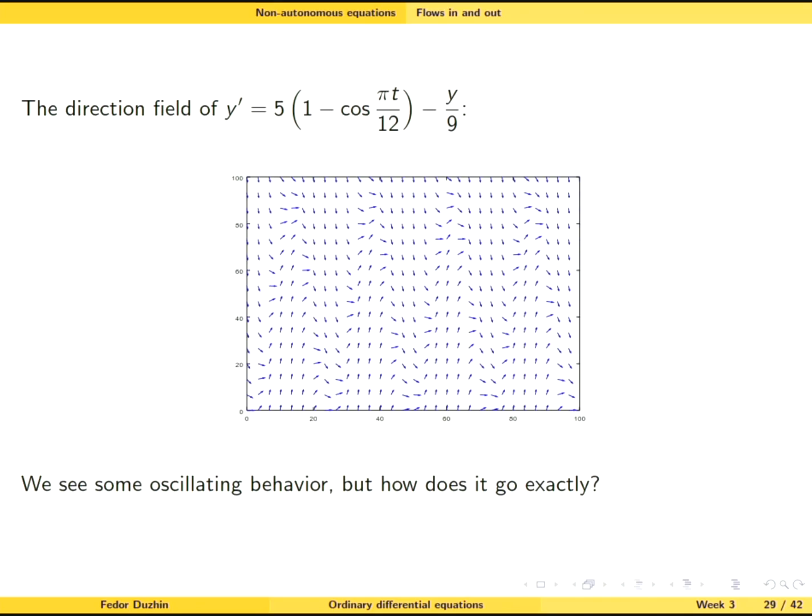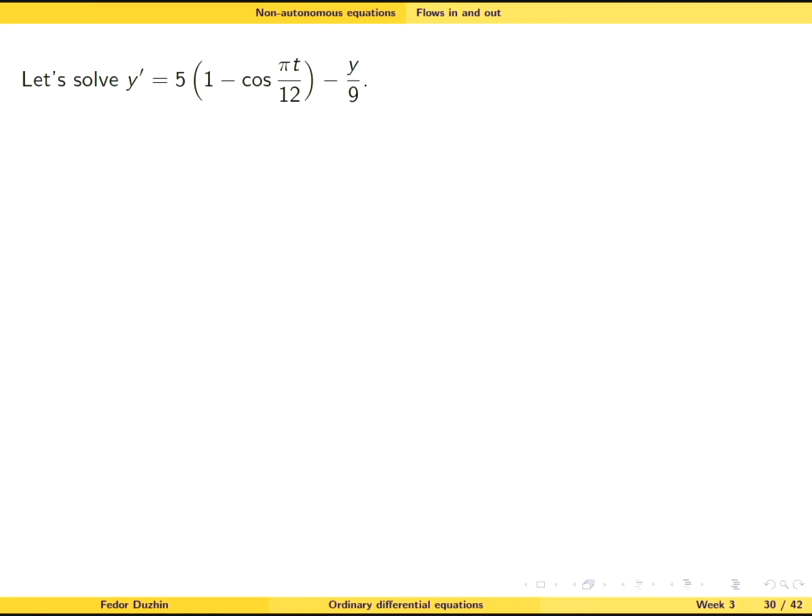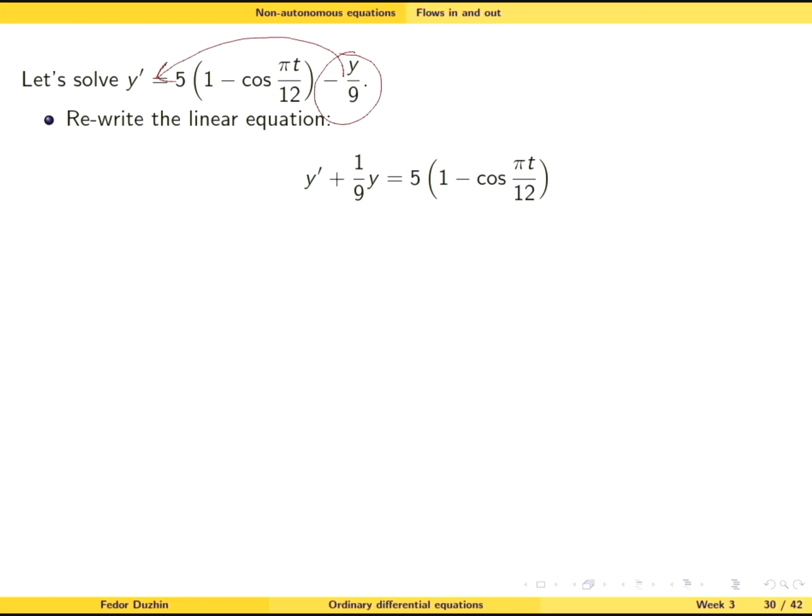Then, if we plot the direction field, we are going to see that there is some oscillating behavior, but it's very hard to understand what's going on exactly here. So we're going to have to solve it. Let us solve this differential equation. It is a linear differential equation, so we're going to move this term to the left-hand side. Then we are going to multiply by the integrating factor, which comes from the coefficient at y.